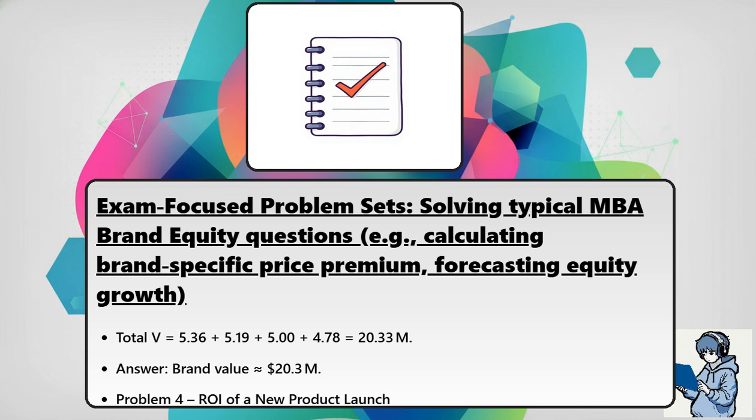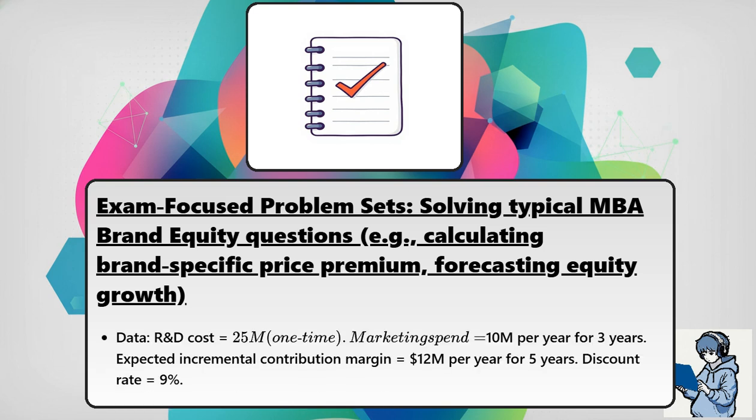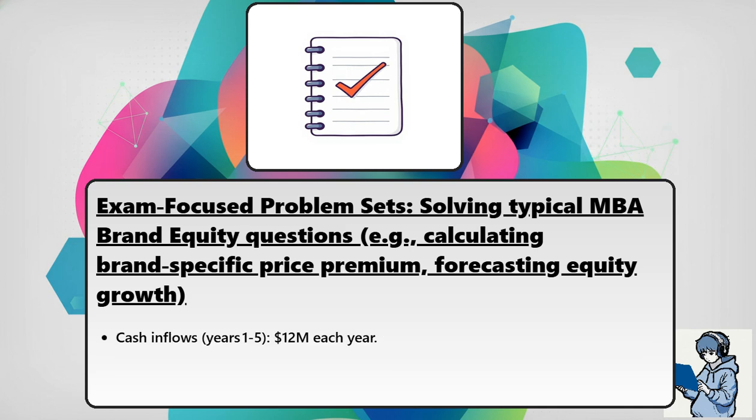Problem 4 - ROI of a new product launch. Data: research and development cost equals $25 million one time. Marketing spend equals $10 million per year for 3 years. Expected incremental contribution margin equals $12 million per year for 5 years. Discount rate equals 9%. Cash inflows years 1 through 5, $12 million each year. Cash outflows, year 0, $25 million research and development. Years 1 through 3, $10 million marketing each.